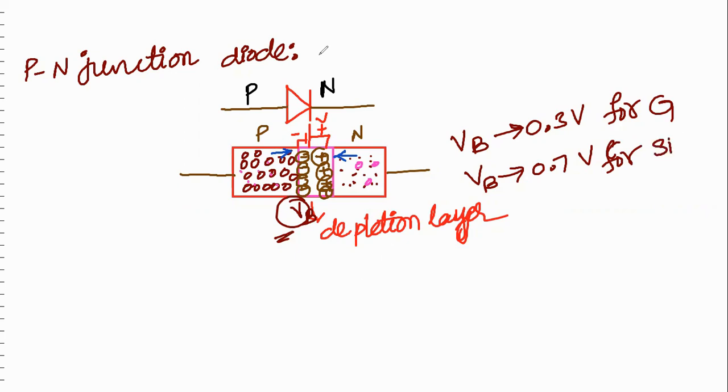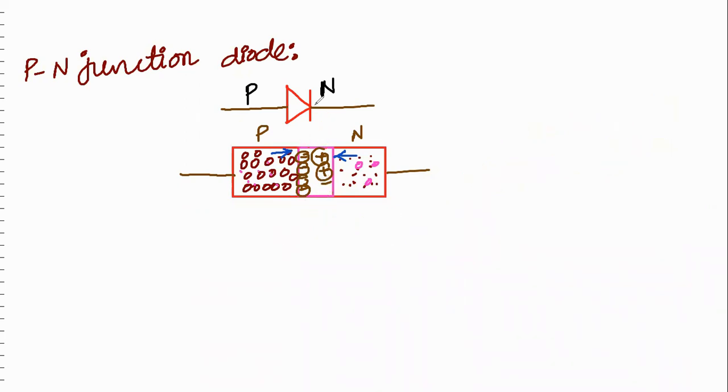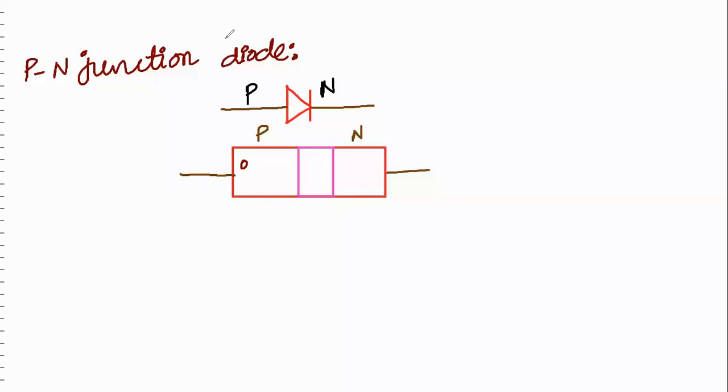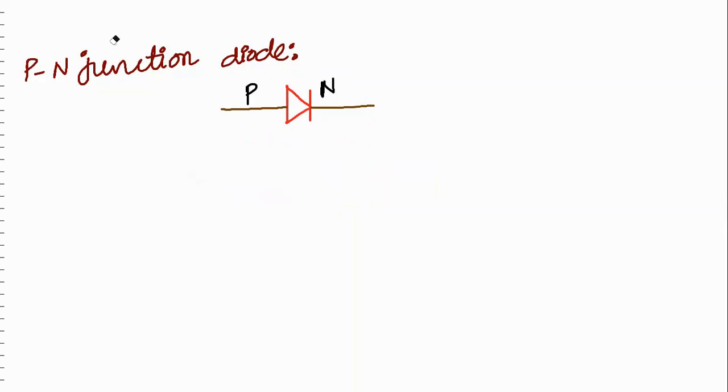This p-n junction diode may be connected in forward bias or in reverse bias. What is forward bias? For the p-n junction diode, if the positive terminal is connected to the p region and the negative terminal is connected to the n region, such a combination is called forward bias. This is called forward bias.